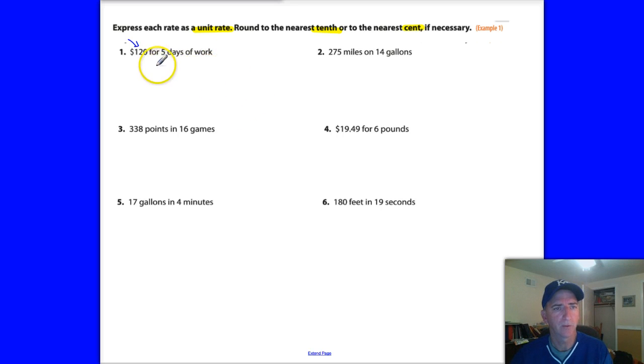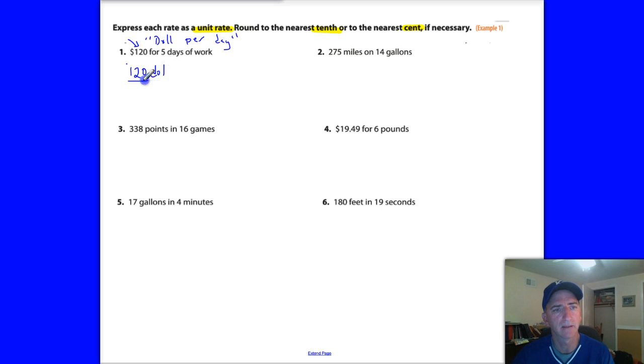$120 for 5 days of work. So what you're going to find here is dollars per day. Okay, that's the rate you're going to find. If you make $120 in 5 days, you want to know how many dollars you make in 1 day. So this is what you need to show me, $120.